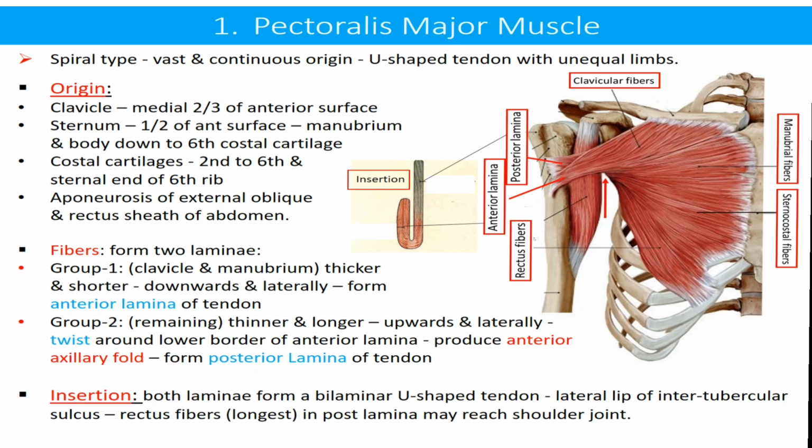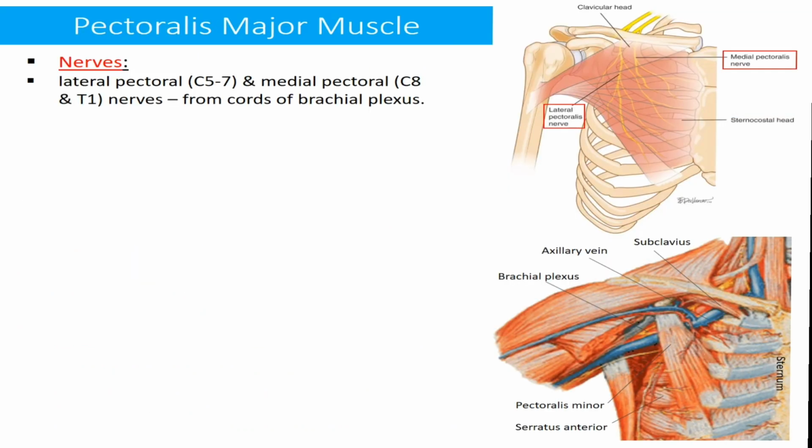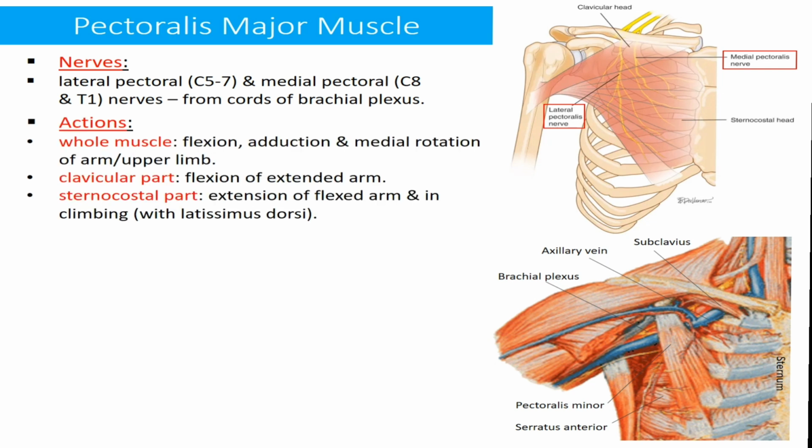of the tendon. As regards the insertion, both laminae form a bilaminar U-shaped tendon which is attached to the lateral lip of intertubercular sulcus. The fibers which originate from the rectus sheath of the abdomen are the longest in the posterior lamina, and they may reach up to the shoulder joint. Pectoralis major is innervated by lateral pectoral and medial pectoral nerves from the cords of the brachial plexus.